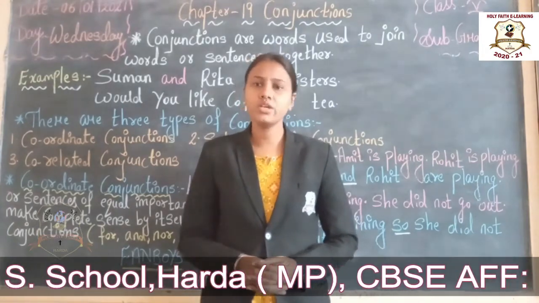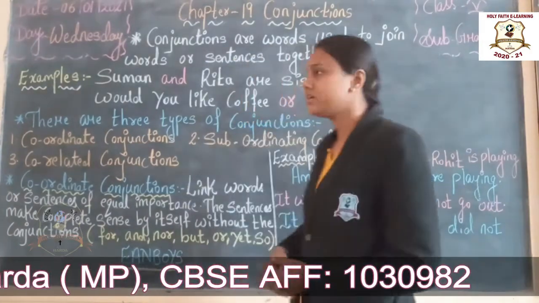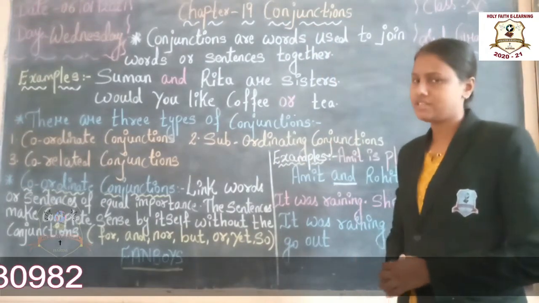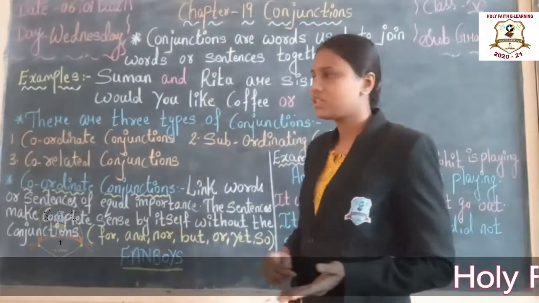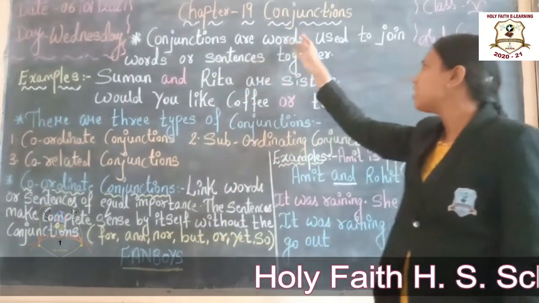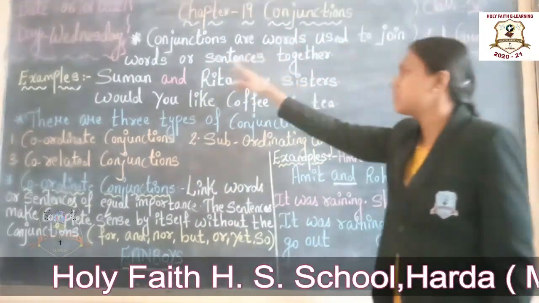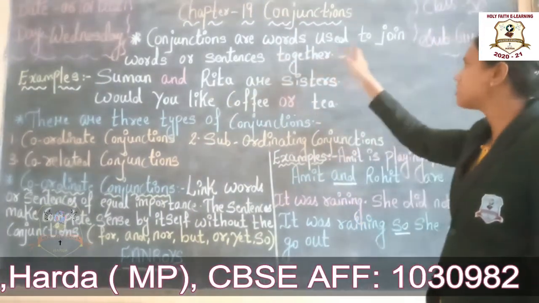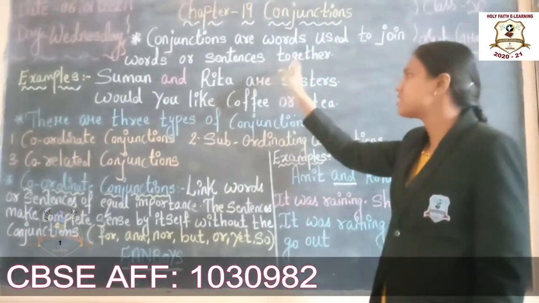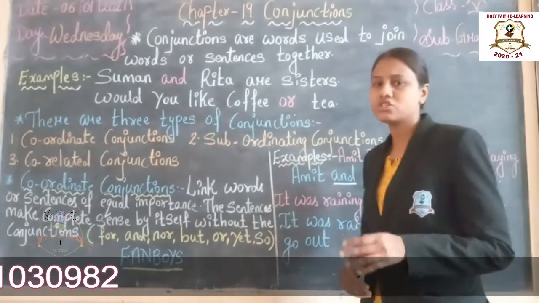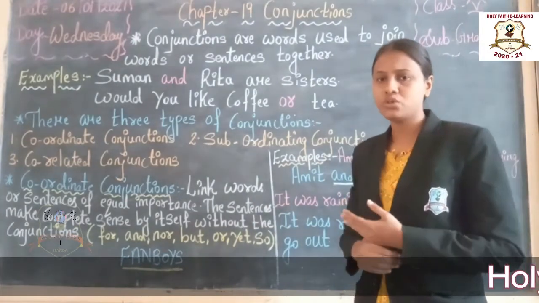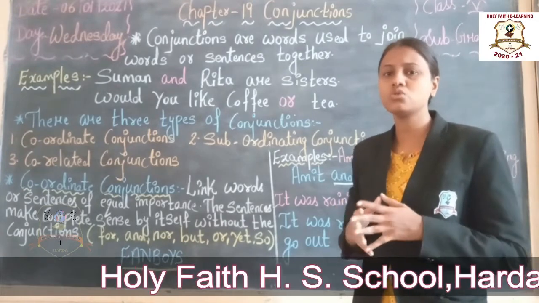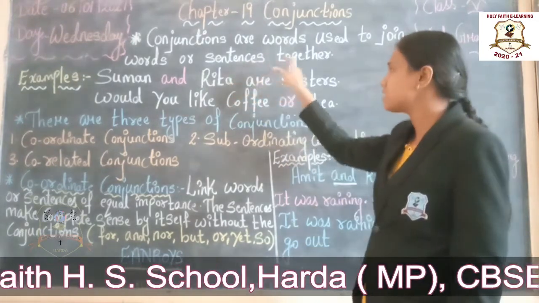So today we are going to start our English grammar chapter number 19, conjunction. What is a conjunction? Conjunctions are words used to join words or sentences together. It means conjunctions are those words which are used to join. Join means to connect. They are used to join the words or sentences together.